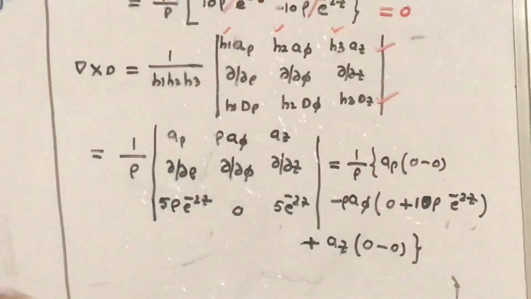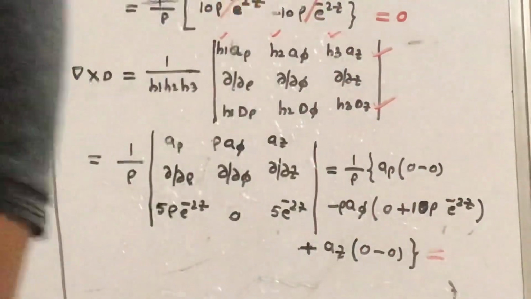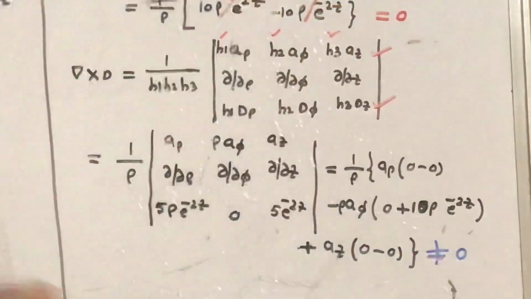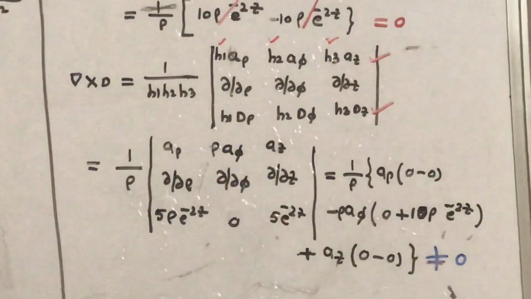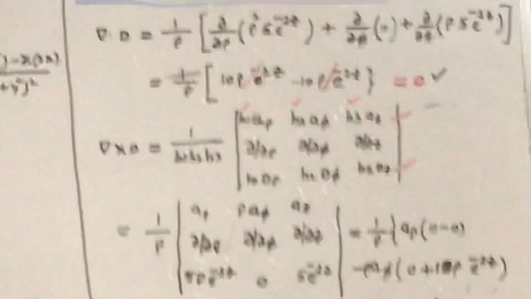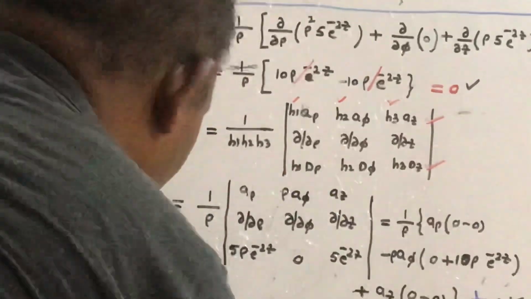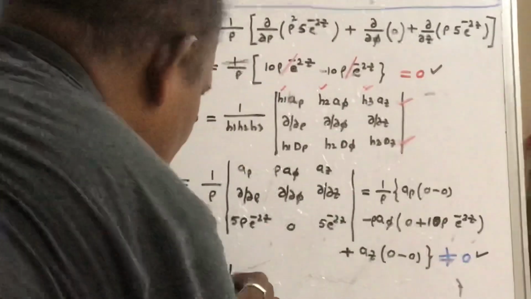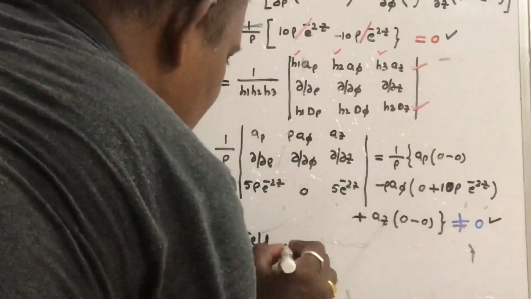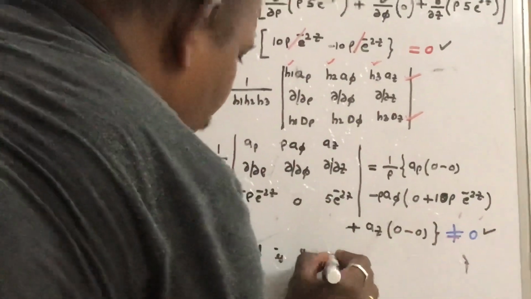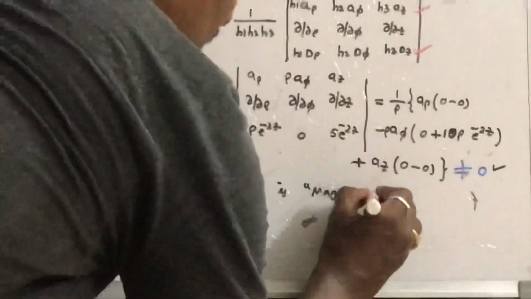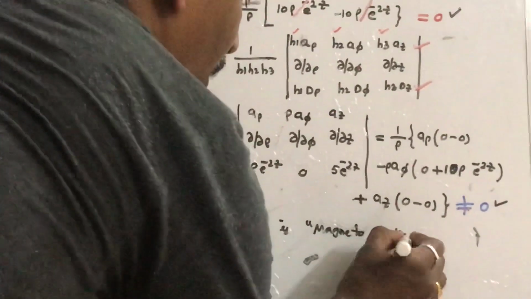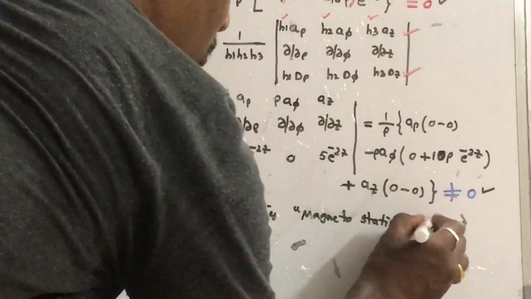So finally what we can conclude is that del cross D is not equal to 0. You can clearly see that the divergence is 0 and the curl is not equal to 0. Therefore the field is a magnetostatic field.